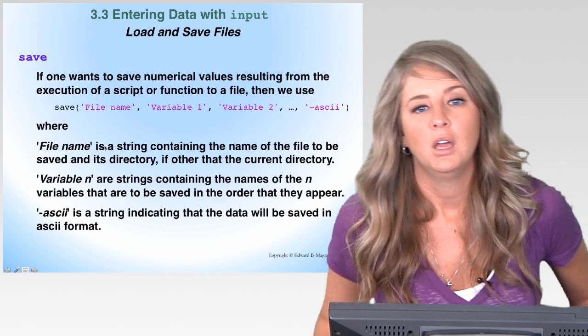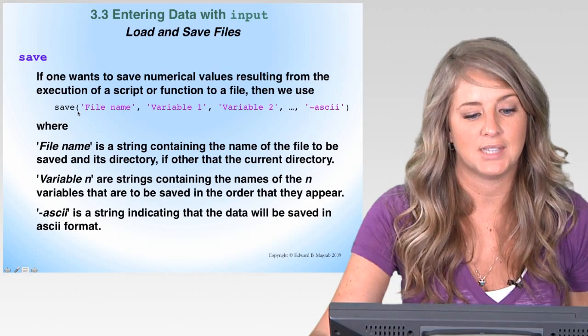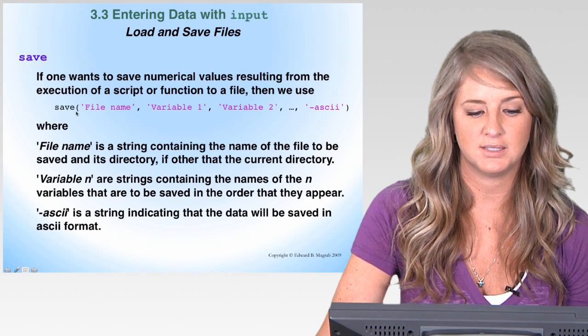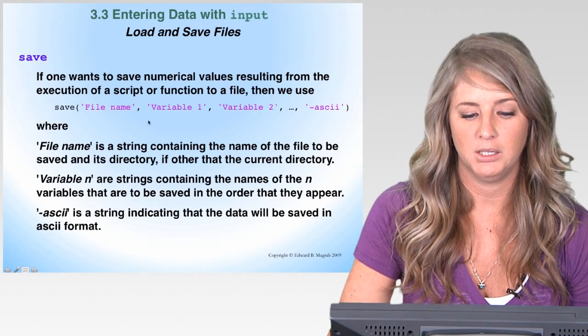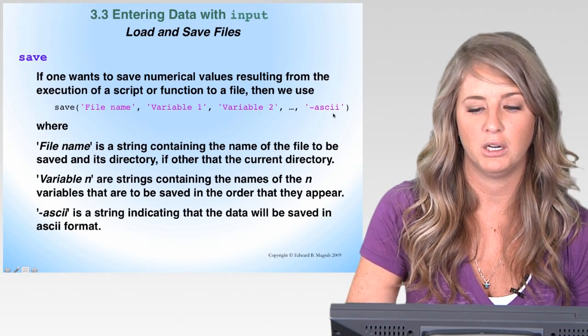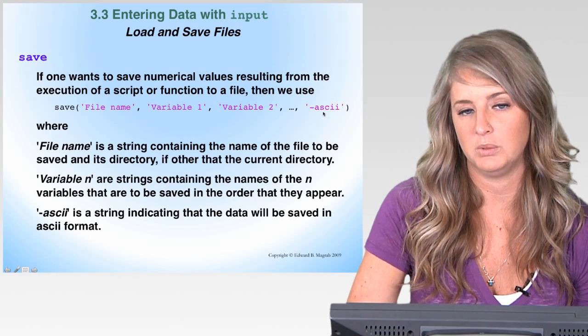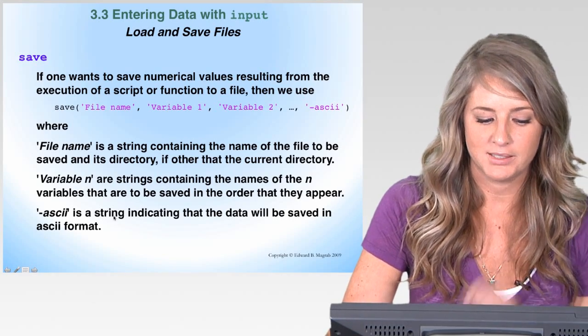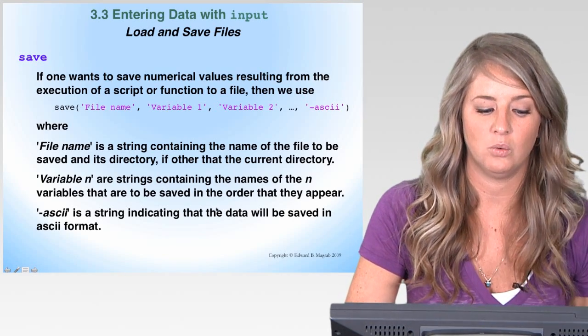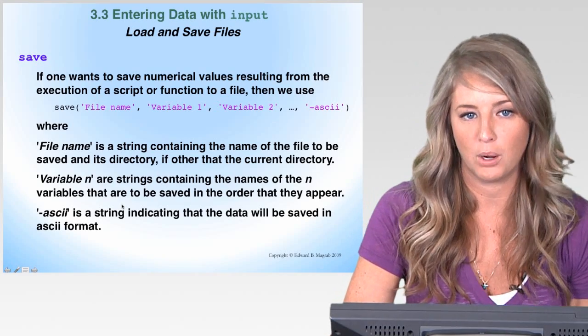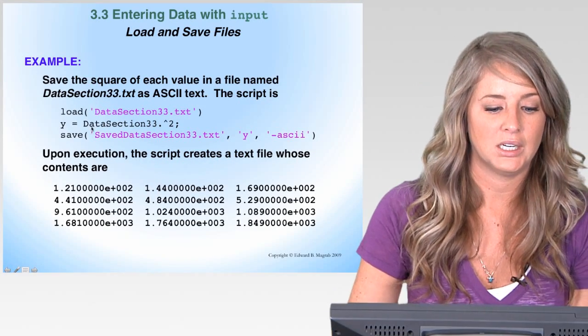Saving files, to do that, you're just going to use the save command. So we have save your file name, and then you can save however many variables. And then this here is your format. So in this case, we did the ASCII. ASCII is a string indicating that the data will be saved in ASCII format. So let's look at an example here.